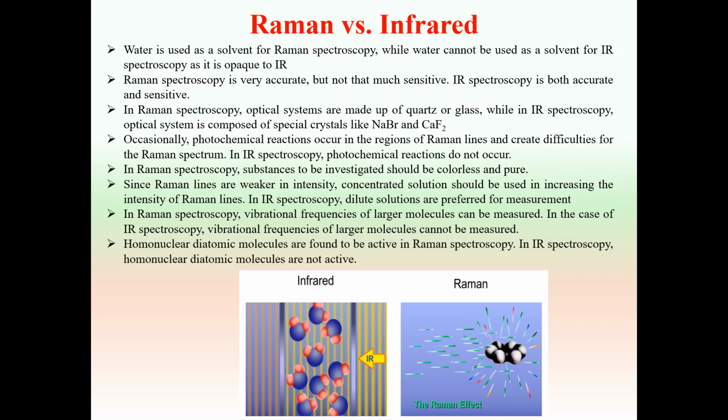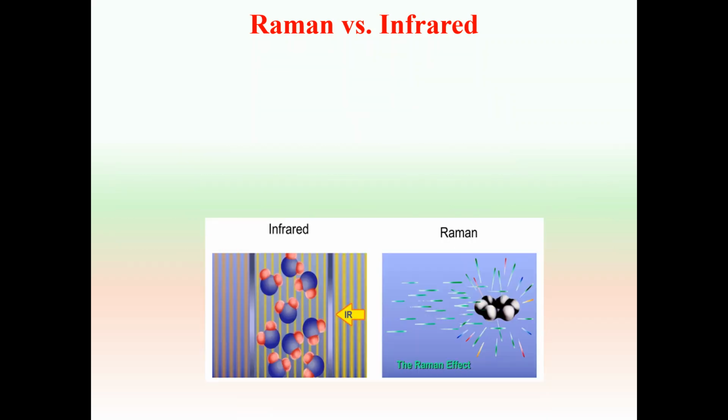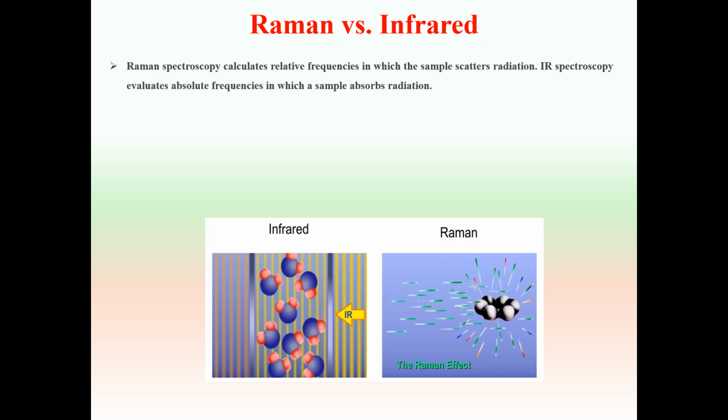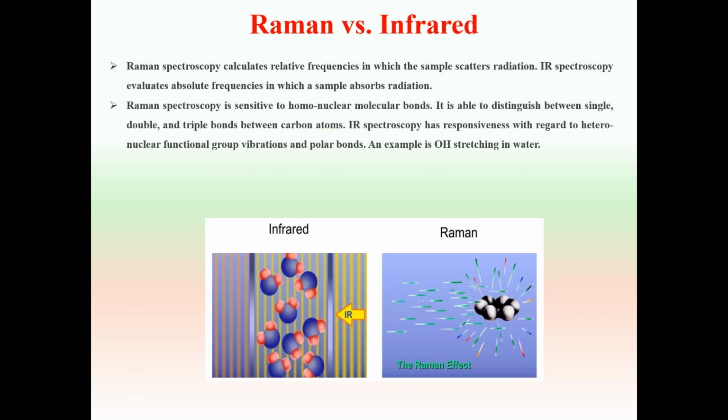So, homonuclear diatomic molecules are found to be active in Raman spectroscopy, whereas in IR spectroscopy, homonuclear diatomic molecules are not active. Raman spectroscopy calculates relative frequencies at which the sample scatters radiation, whereas IR spectroscopy evaluates absolute frequencies at which the sample absorbs radiation. Raman spectroscopy is used for homonuclear molecular bonds. It is able to distinguish between single, double, and triple bonds between carbon atoms.